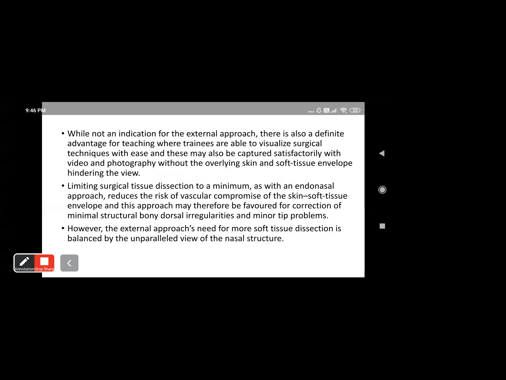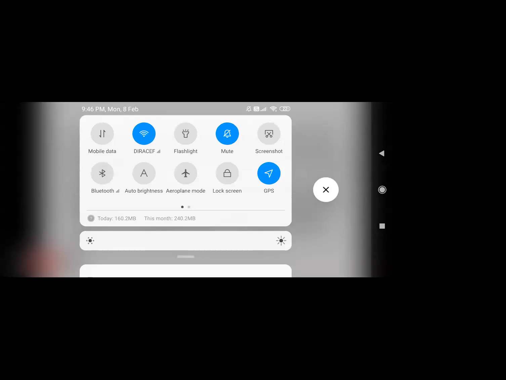Okay, and the external approach needs more soft tissue dissection, and gives an unparalleled view of the nasal structure. You have to go for more soft tissue dissection if you want to go for an external approach.